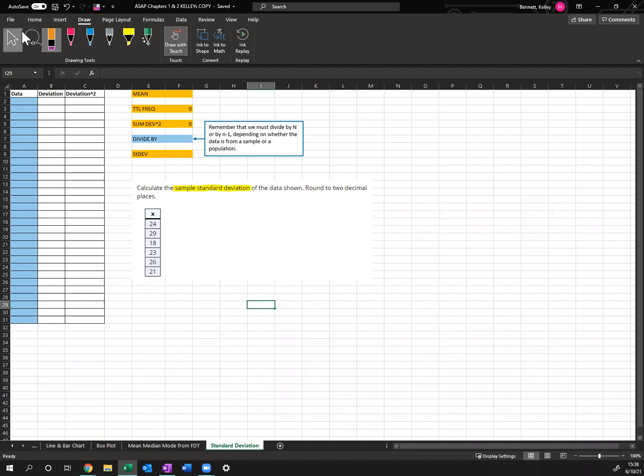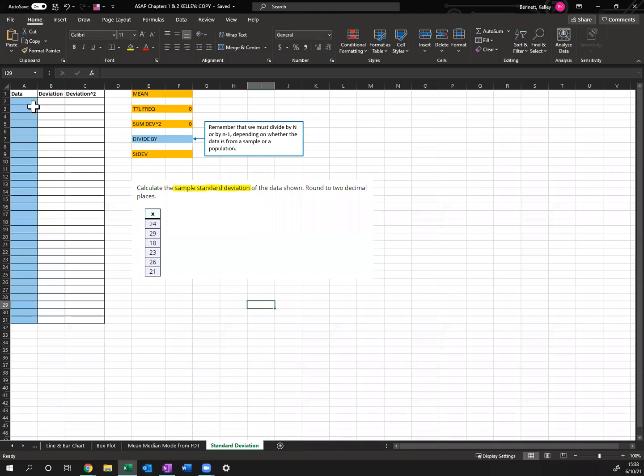All right, so now that we know what we're doing, presumably, what we need to do is put this data into Excel. So I'm just going to take my data values 24, 29, 18, 23, 26, and 21. Hopefully I have all those.